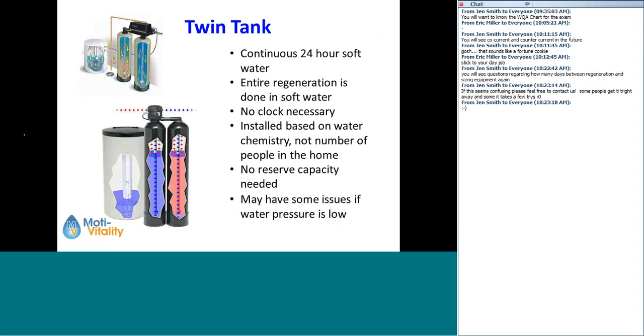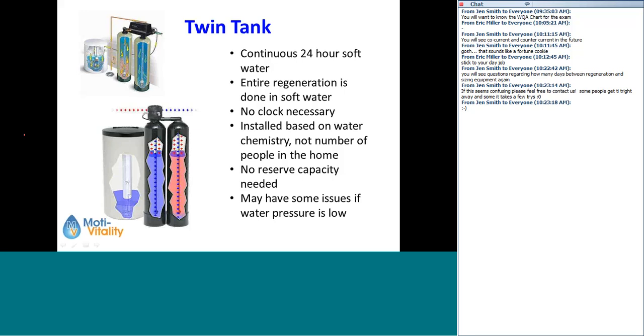You may have some issues if the water pressure is low. So we have some clients out east, for example, that have little jet pumps. Actually, we have a client that works a lot with the Amish, and they have generators and jet pumps that supply water from their well. It always is interesting to me that they have generators, but that's okay. But anyway, they don't pump in a lot of water.